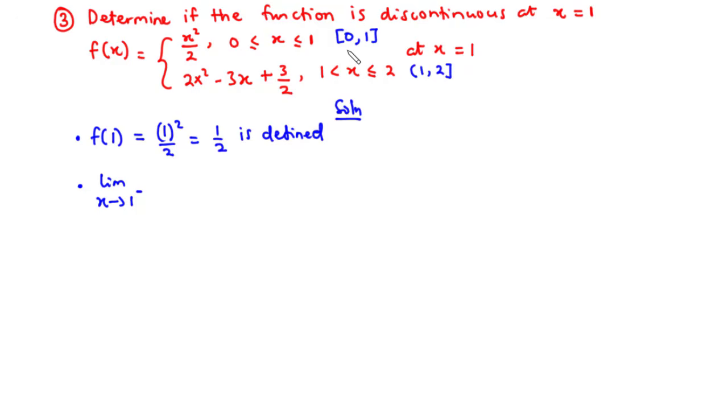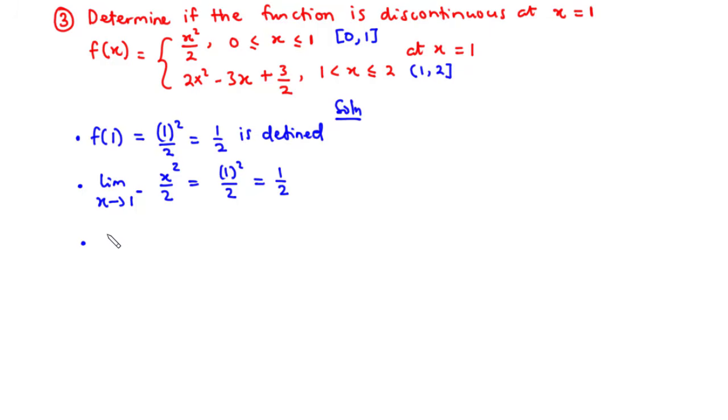Now looking at the interval, you realize that if you want to talk about the left side of 1, then you are within this range. So this is from 0 to 1 inclusively, and the left of 1 is within this interval. So we are going to use this function. That is the limit of x squared over 2 as x approaches 1 from the left. And that is equal to, we put in 1. So we have 1 squared over 2, and that is equal to 1 over 2.